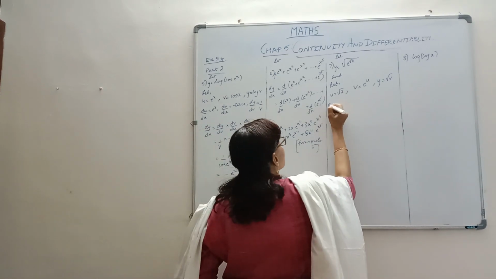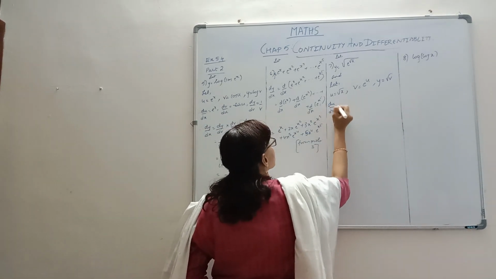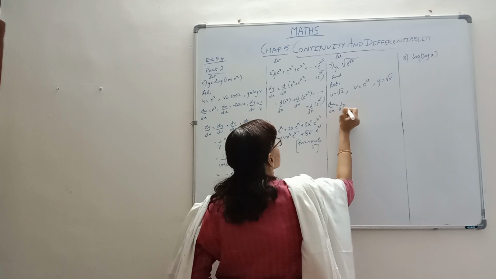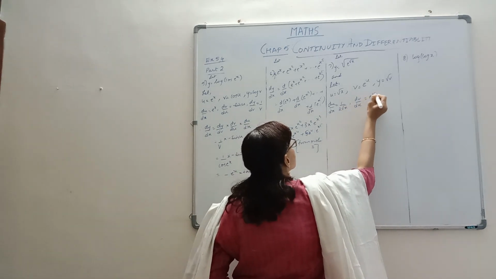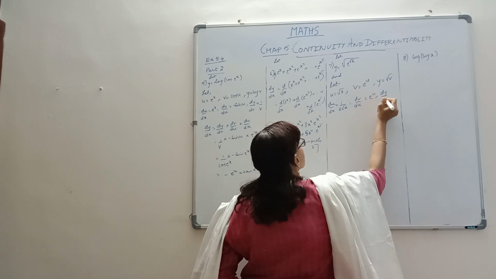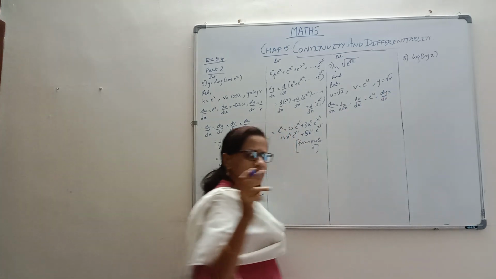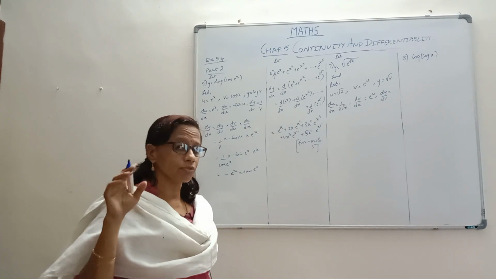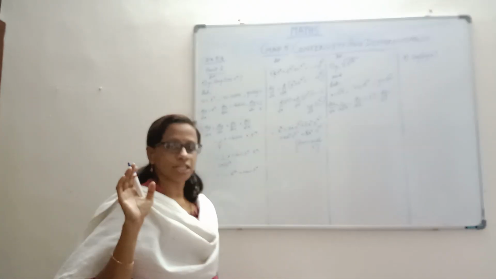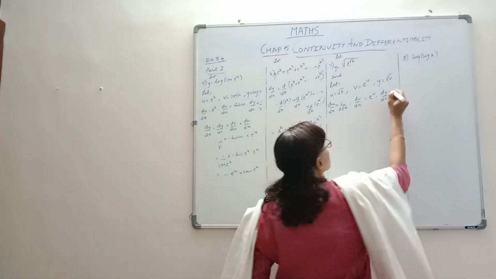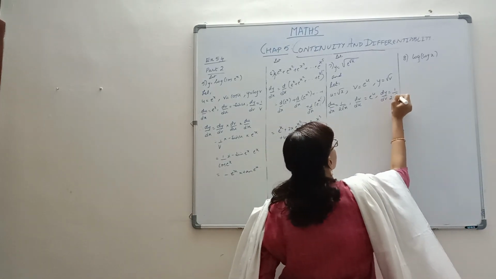So du by dx is going to be 1 by 2 root x. dv with respect to u is going to be e raised to u. dy with respect to v is going to be, we have learned, v raised to half is 1 by 2 root v, by the formula n x raised to n minus 1. So it is 1 by 2 root v.